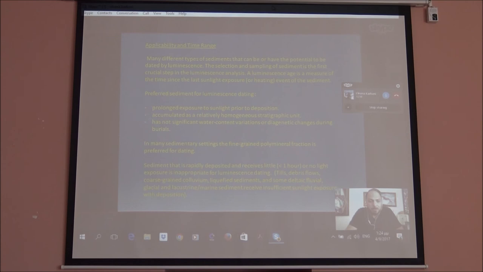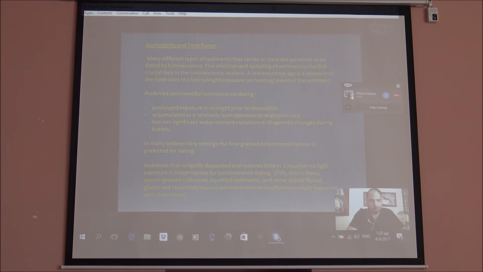So in many sedimentary settings, the fine-grained polymineral fraction is preferred for dating. Sediment that is rapidly deposited and sits less than 1 hour in light, or a fall, is appropriate for luminescence dating. So it is the brief air flows, scree, colluvium, some glacial and some marine and stream sediments which receive insufficient sunlight exposure before the deposition of the sediment that are not so good for dating.